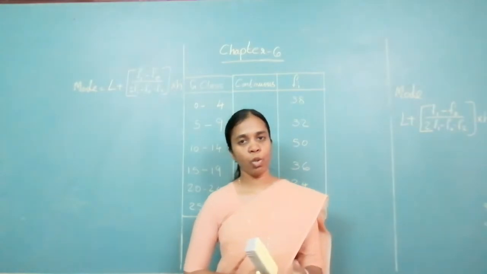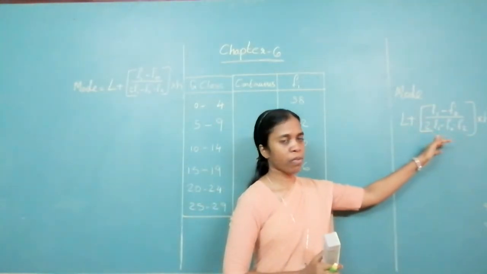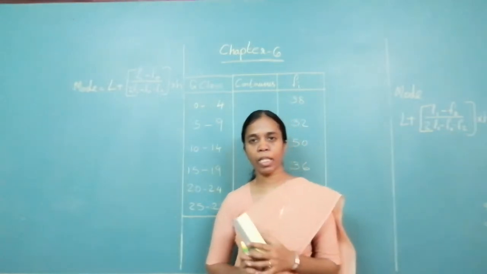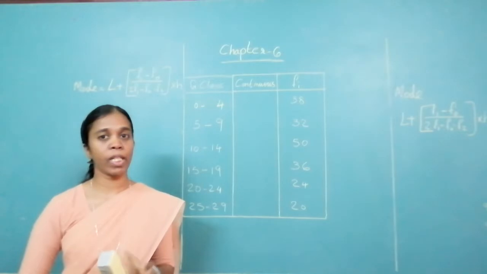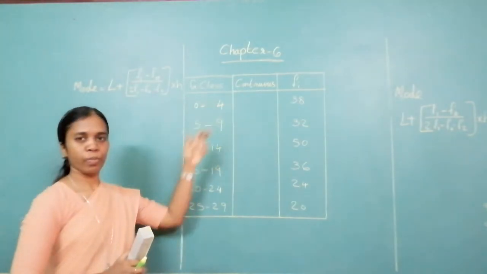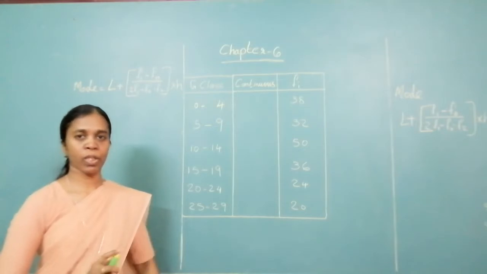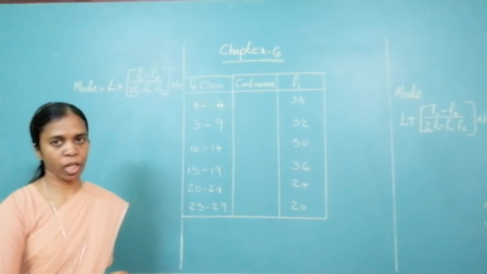L is again the lower limit. f1, that is which frequency we are choosing, I shall show you. h is the class width. The first thing, again, we have to make the class interval continuous. Now we are given 0 to 4. I told you how to make it continuous: subtract 0.5 from the lower limit and add 0.5 to the upper limit.